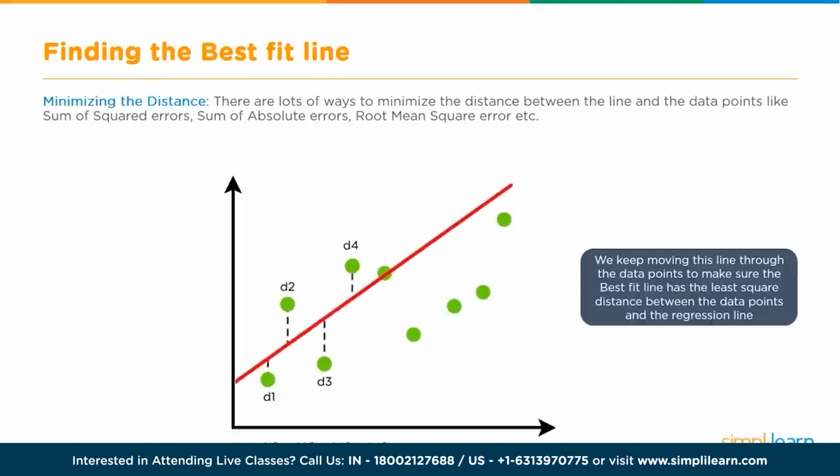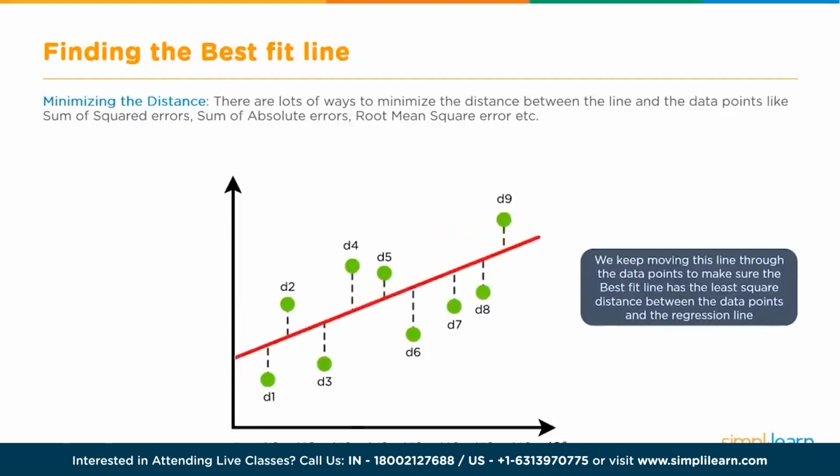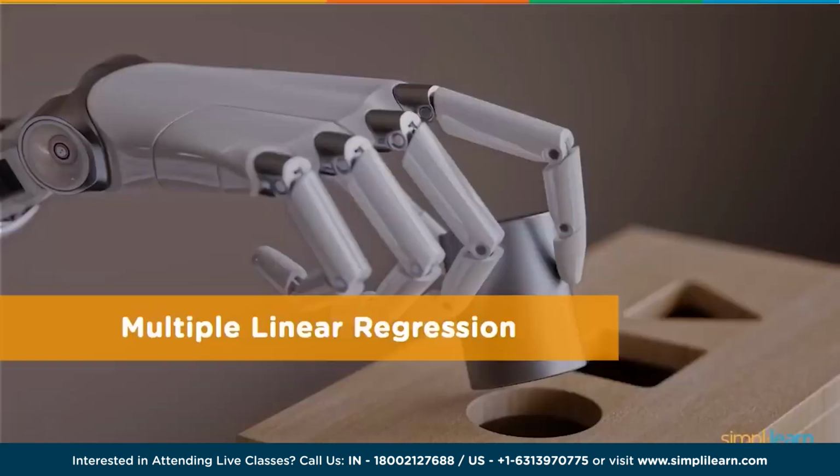Up until this point, we've only been looking at two values, x and y. Well, in the real world, it's very rare that you only have two values when you're figuring out a solution. So let's move on to the next topic, multiple linear regression. Let's take a brief look at what happens when you have multiple inputs.